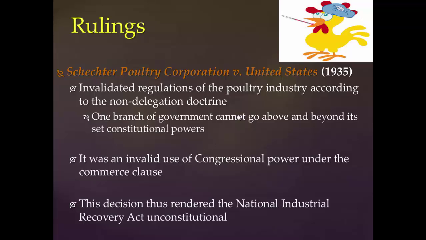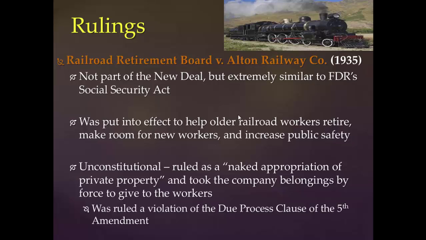So that sort of brings us to our next case of the Railroad Retirement Board versus Alton Railroad Company, also in 1935. So the previous two cases were 1935 as well. So it was now becoming a bigger and bigger year for Roosevelt.